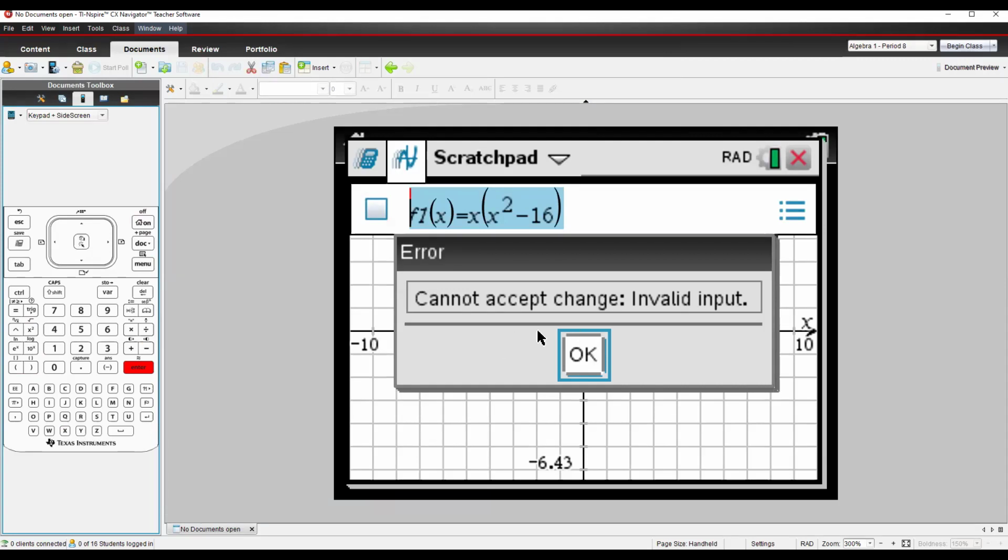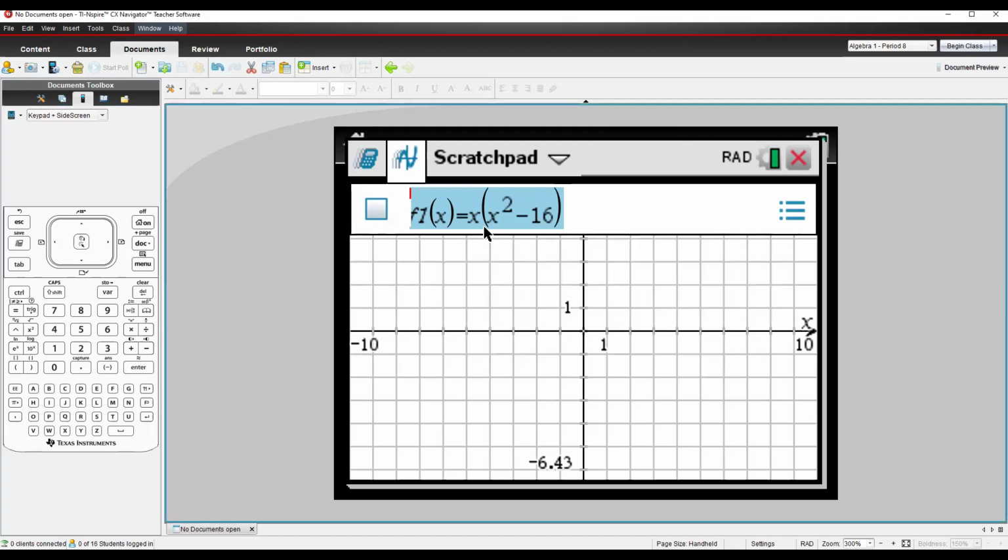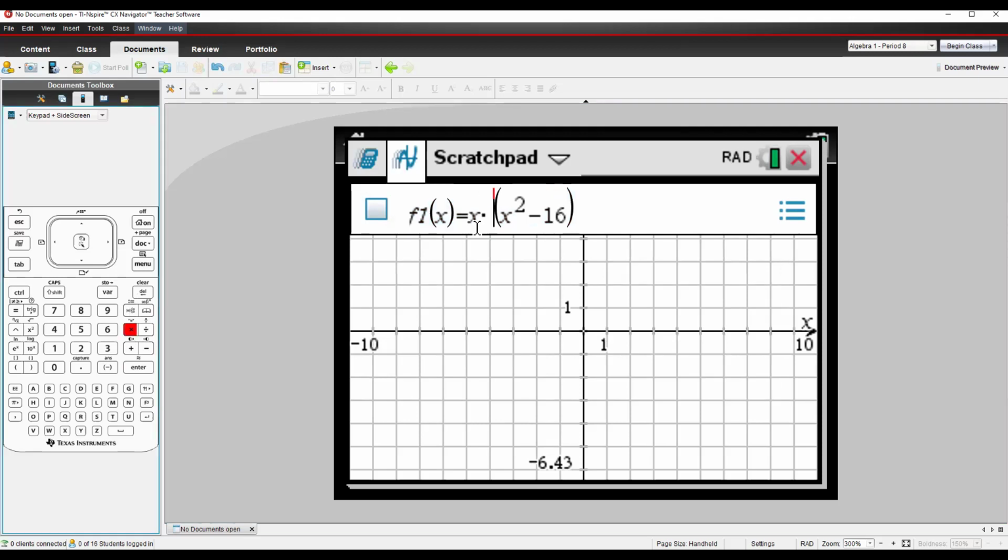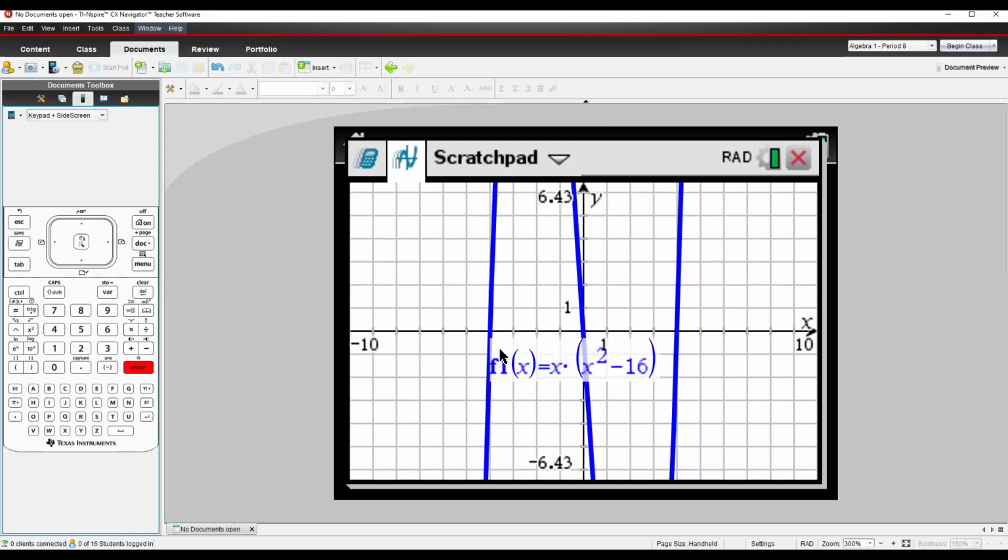All right. Now, I did this on purpose because I want you guys to see that if you enter the function exactly like you have it, you're going to get this kind of error message. The only thing you need to do to fix it is when you go back to the function, make sure you put a multiplication symbol between the x and the parentheses. As soon as you do that, it'll graph it. So I press enter, and there's my graph.